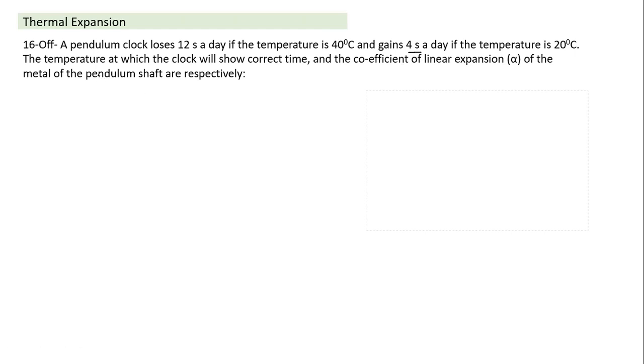So what we need to find here, and this is also a very simple question, is the temperature at which the clock will show correct time. So there is some temperature here at which it shows correct time. Then, what is the coefficient of linear expansion? And what is the temperature? That was the question. We need to find the temperature, and the way the question was given, at what temperature it shows the correct timing. If you can calculate the temperature, there was no need to calculate the coefficient of linear expansion.